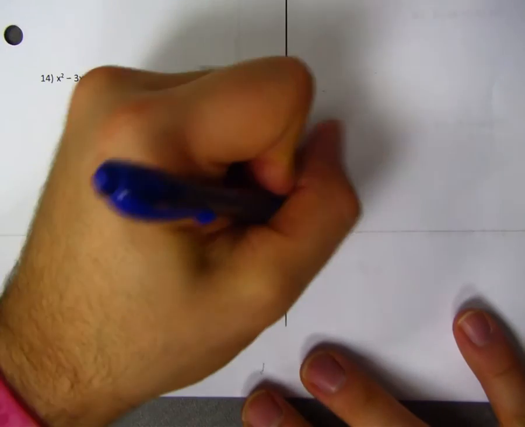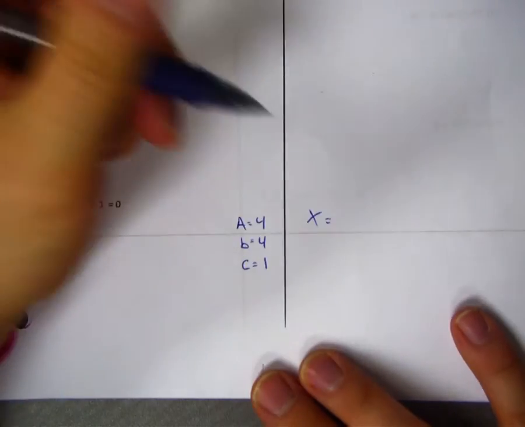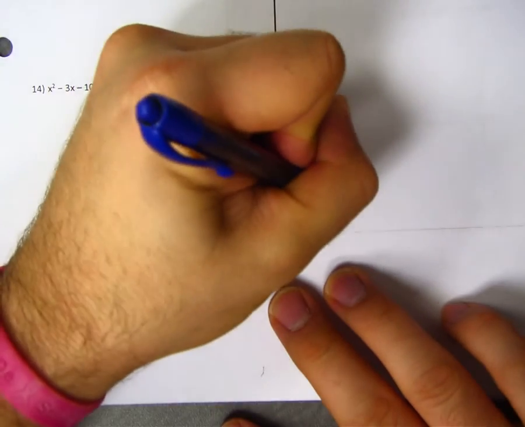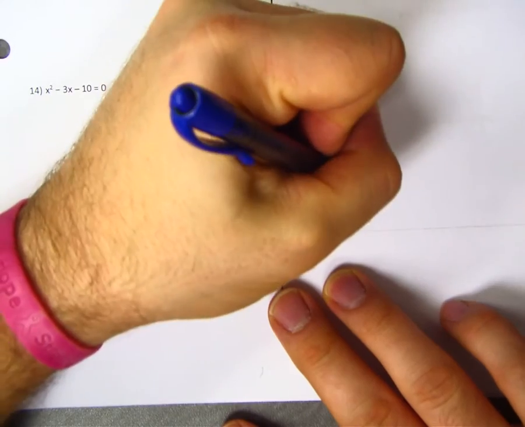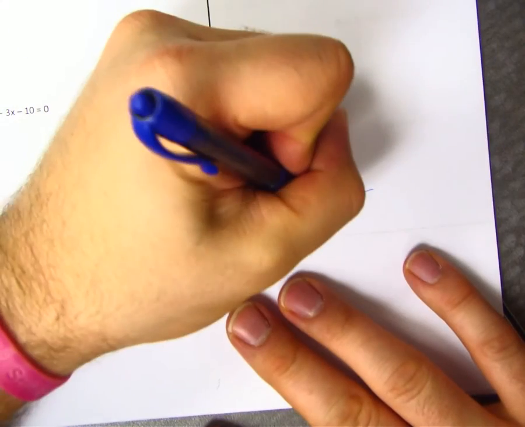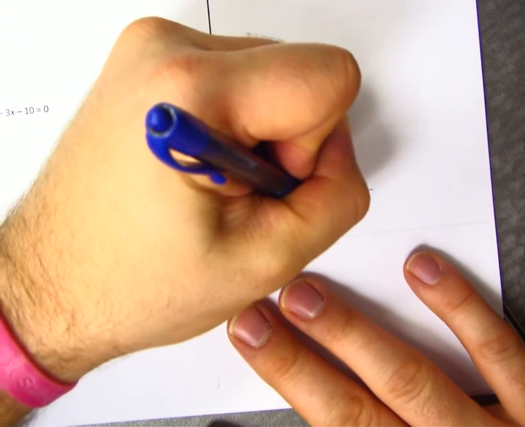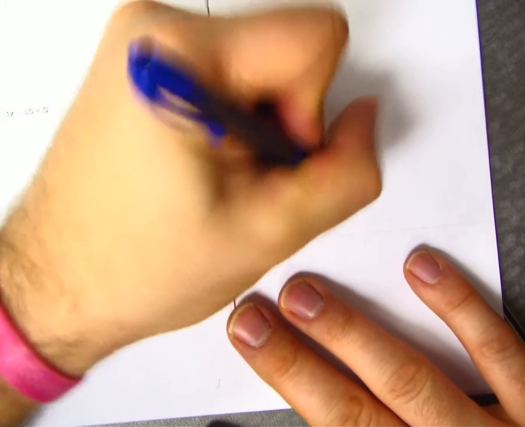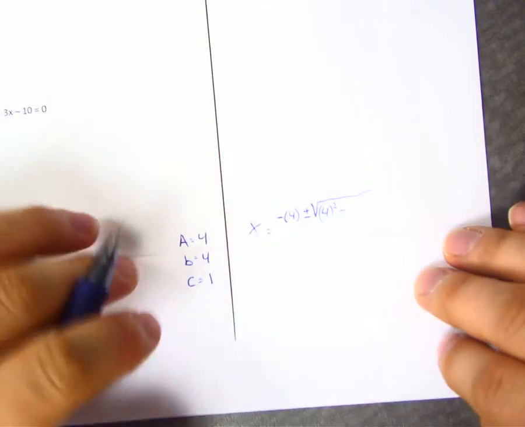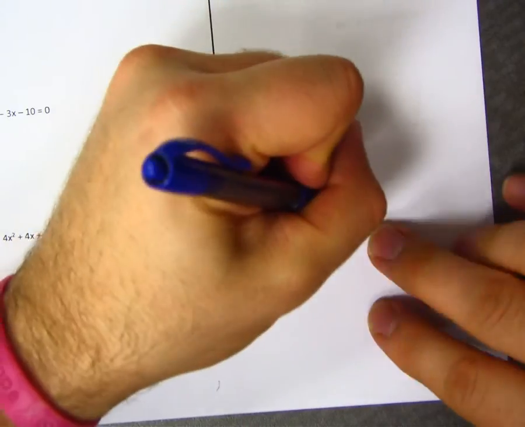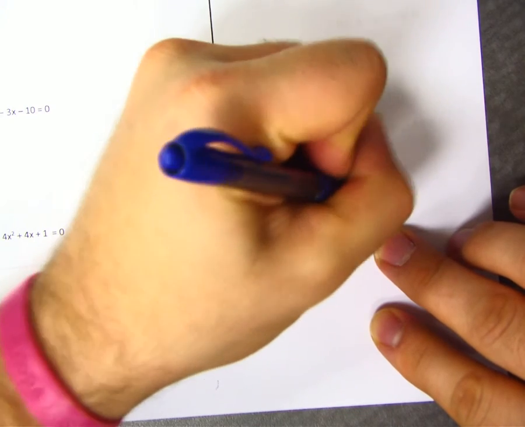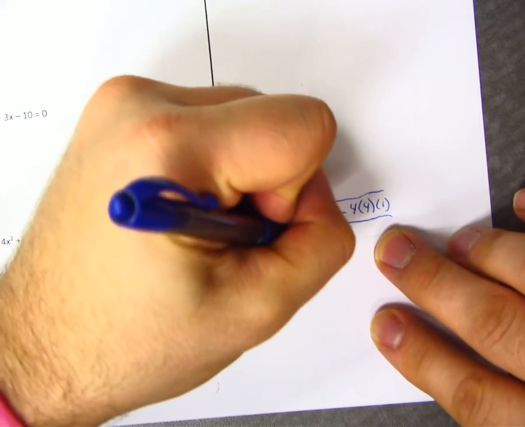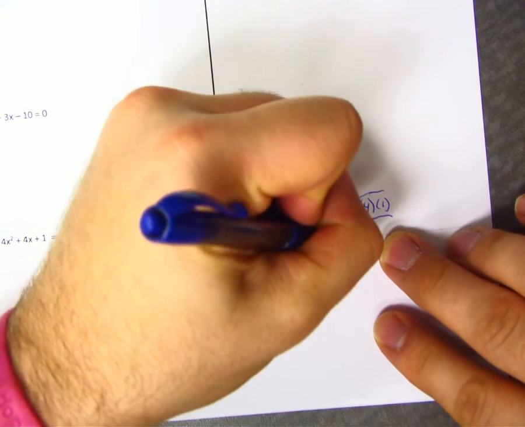All right. Now let's set this up. X equals negative B, in this case B is 4, plus or minus the square root of B squared, so 4 squared, minus 4AC. So 4 times A, which is 4, and C is 1. And that's all over 2 times A, and in this case A is 4.